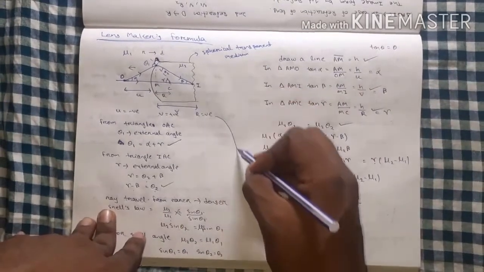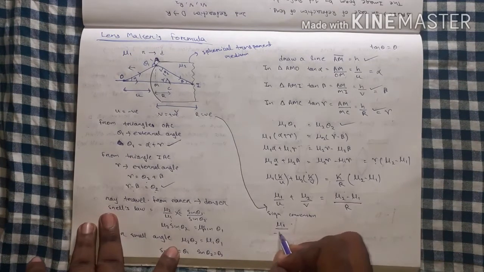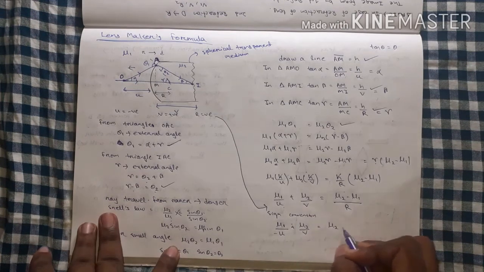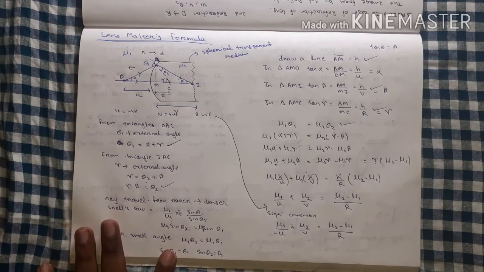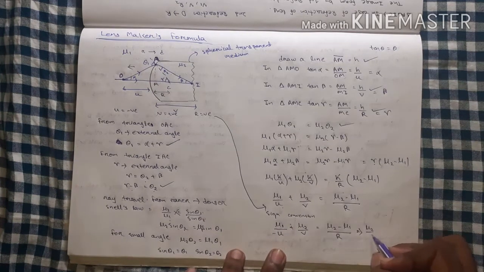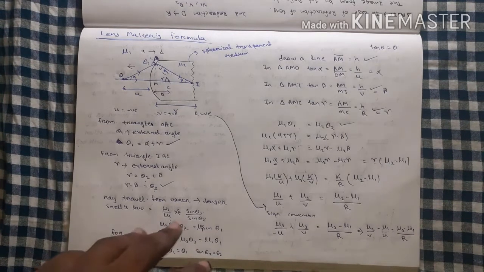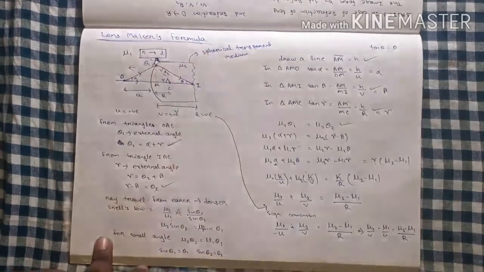If we put this sign convention in this, then what will be there? Mu 1 by minus u plus mu 2 by v equal to mu 2 minus mu 1 by R. Understand? Then I can write mu 2 by v minus mu 1 by u equal to mu 2 minus mu 1 by R. Understand? This is all for when the light is traveling from rarer to denser.